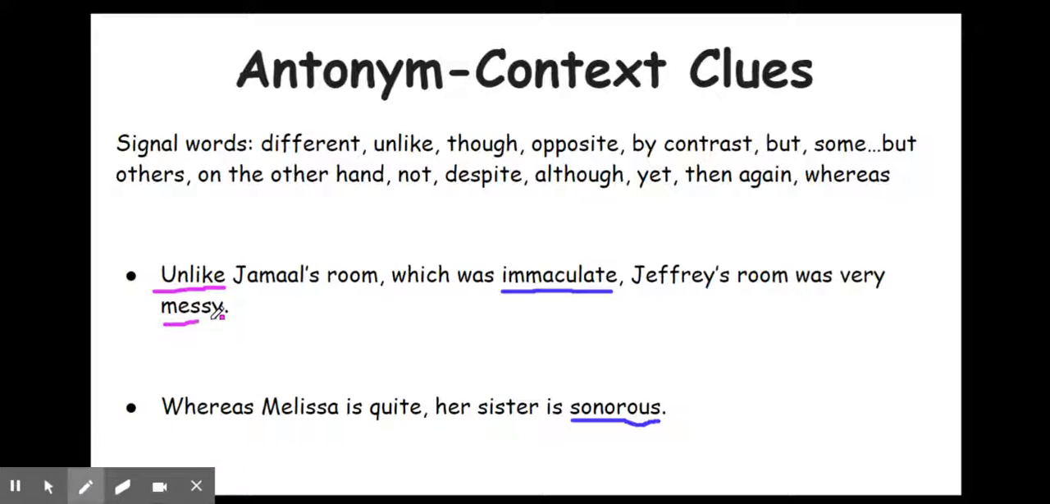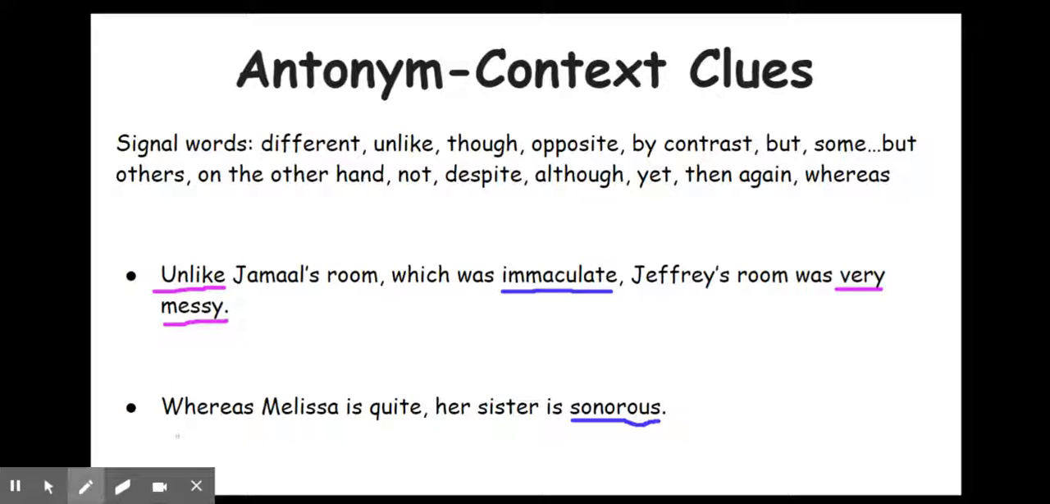So we have the word messy, and then we have unlike. So Jeffrey's room was messy, and Jamal's room was the opposite, which means it must have been clean. But then we have this word very. So it was very messy, and Jamal's was unlike his. So he must have had a very clean room.